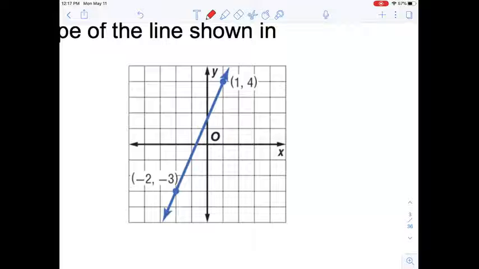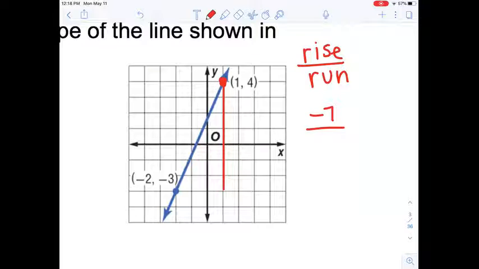Okay, number 3, it says, what is the slope of the line shown in the graph? When we're given a graph, again, I think the easiest way to do this is to use rise over run. Doesn't matter which point we start with. Let's say I'm starting with this top point. So my rise is how far up or down I have to go. So I have to go down to get to the other point. So it's going to be a negative number. I'm going to count that out. 1, 2, 3, 4, 5, 6, 7. So I went down 7, so my rise is negative 7.